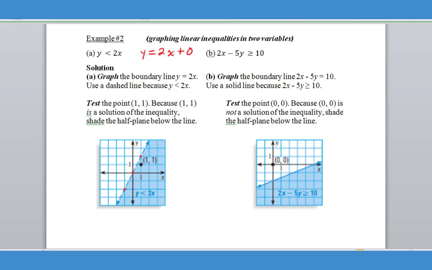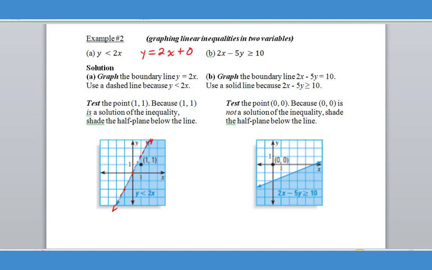And now I need to draw the line, and I have to pay attention to whether I'm doing a dashed or a solid line. And since it's not equal to, it's going to be a dashed line. And so freehanding that the best I can, we get to the third step, which is to test a point. And if you notice, in previous examples, we're always testing the point (0, 0) because it's easy to calculate.